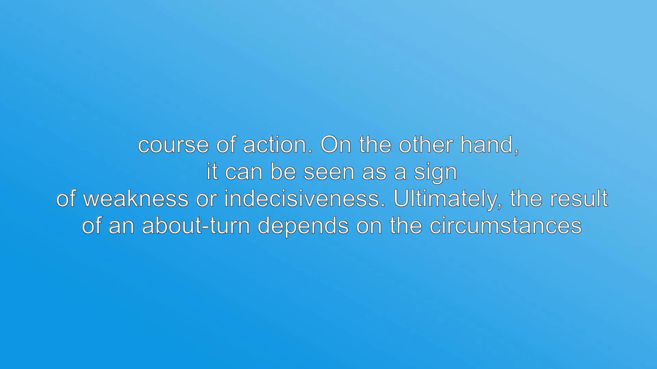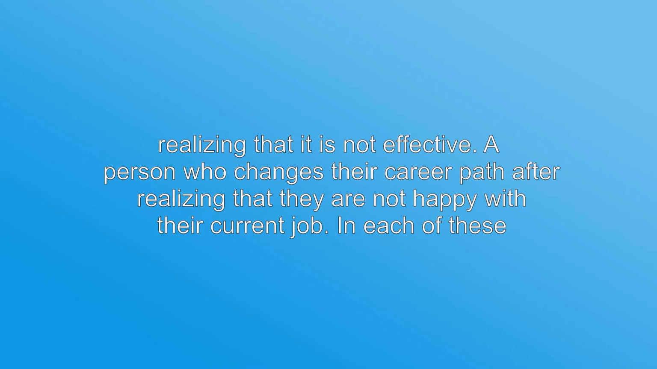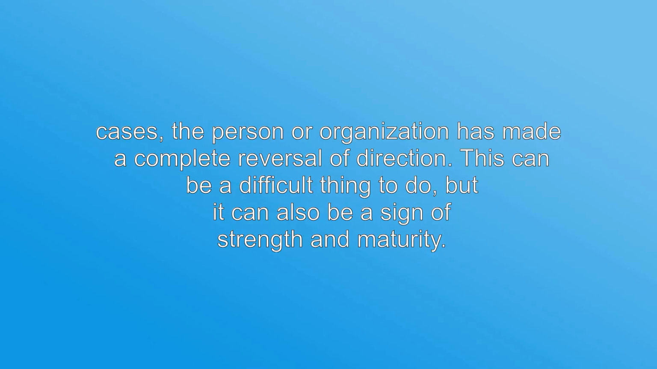Here are some examples of about turns. A politician who changes their stance on a controversial issue. A company that changes its marketing strategy after realizing that it is not effective. A person who changes their career path after realizing that they are not happy with their current job. In each of these cases, the person or organization has made a complete reversal of direction. This can be a difficult thing to do, but it can also be a sign of strength and maturity.